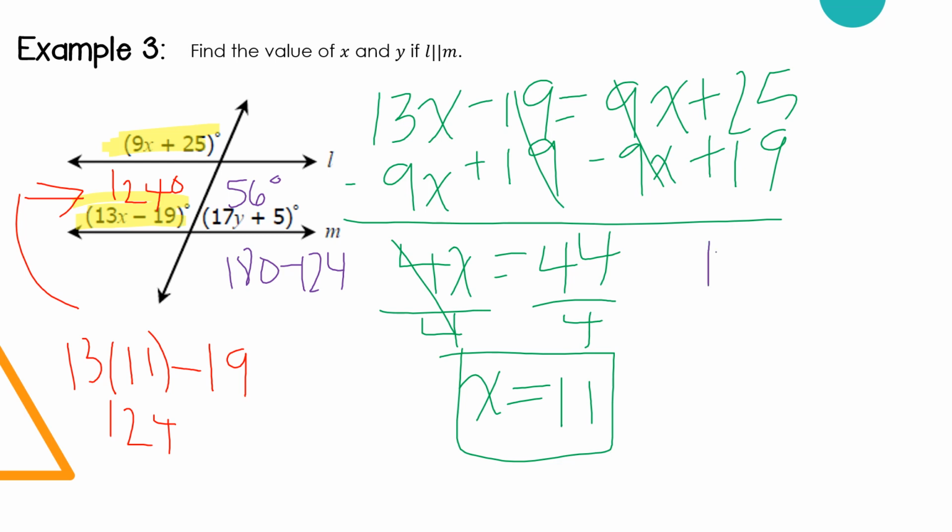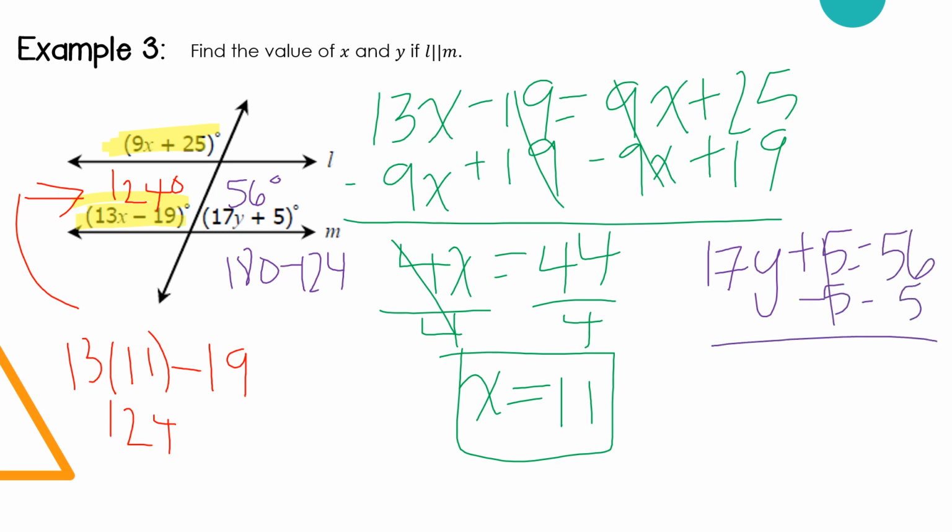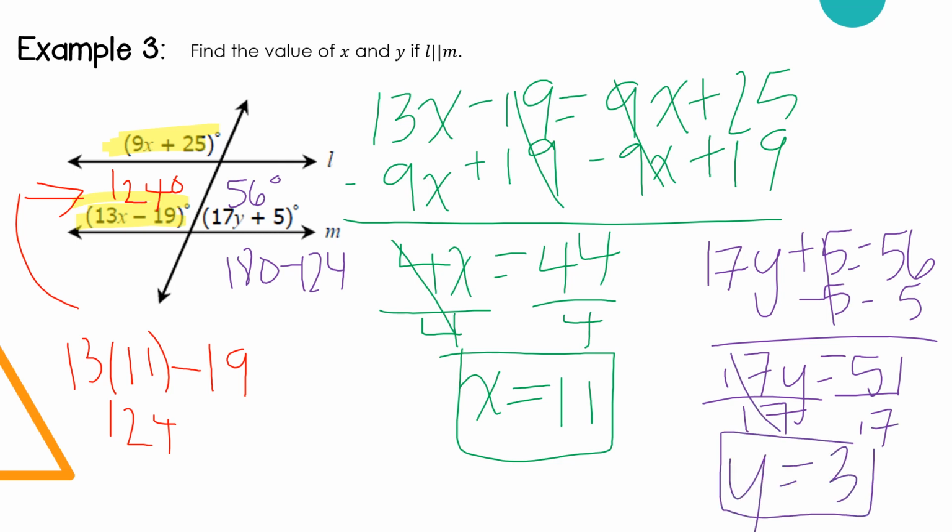And again, I got that by doing 180 minus 124. So I'm going to set the 17y plus 5 equal to 56, and I'm going to solve that. So I'm going to subtract 5. That gives me 51. Divide by 17. That gives me y equals 3. And you can always plug back in and make sure that that equals 56. It will. And you could have also on this one, if you didn't want to set it directly equal to 56, you could have done 17y plus 5 plus 124 equals 180, and that would have given you the exact same thing.